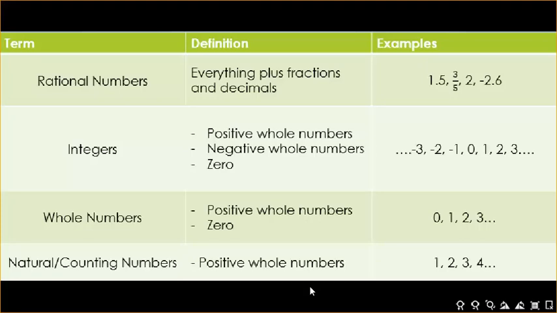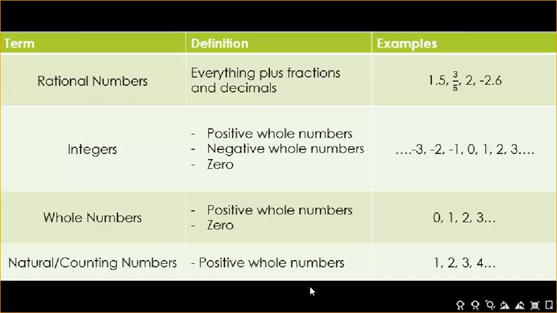These dots on the side that you see, those dots represent that it's infinite. It keeps going. So here you could have negative 3, negative 2, negative 1, 0, 1, 2, and 3, and so on. For whole numbers, you have positive whole numbers, 0, which are 0, 1, 2, 3, and so on. Natural and counting numbers, which are positive whole numbers, those only include 1, 2, 3, 4, and up to infinity.